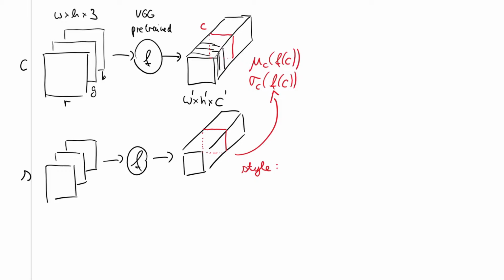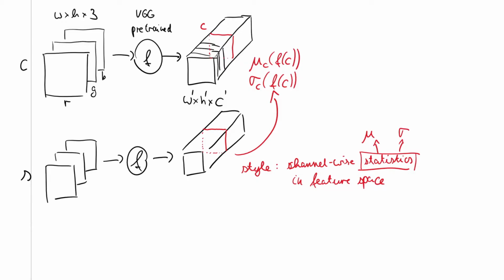It defines style to be the channel-wise statistics, let's say in feature space. And by statistics, I mean really we're just matching the average as well as the variance. That's what we're matching.